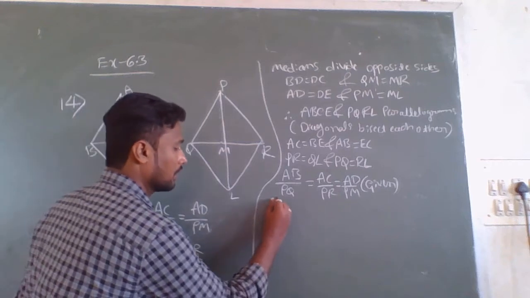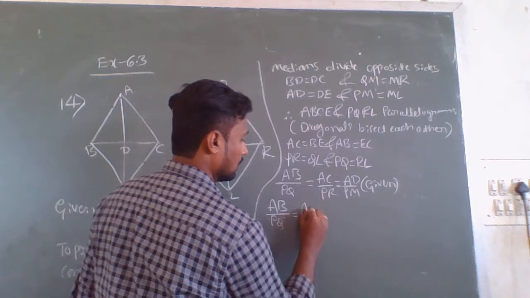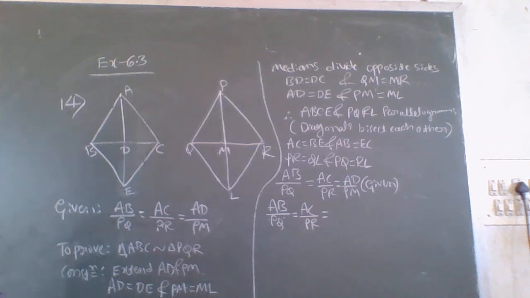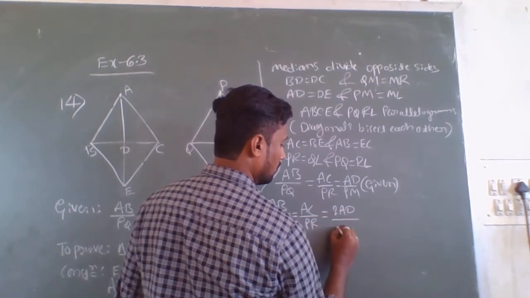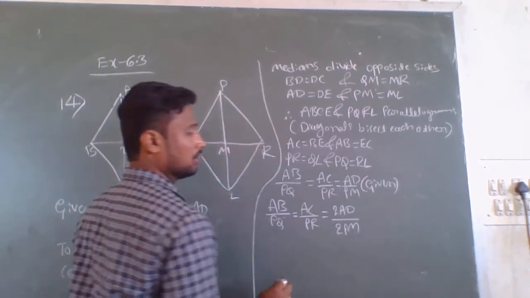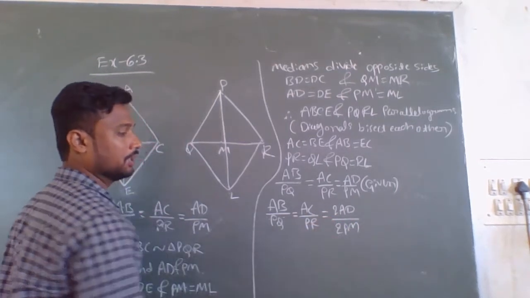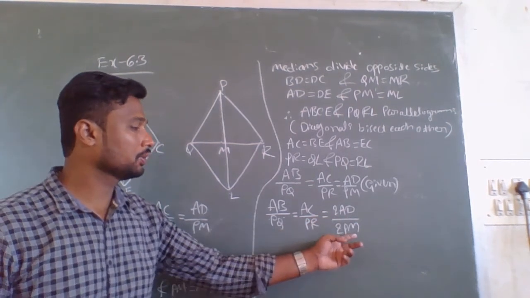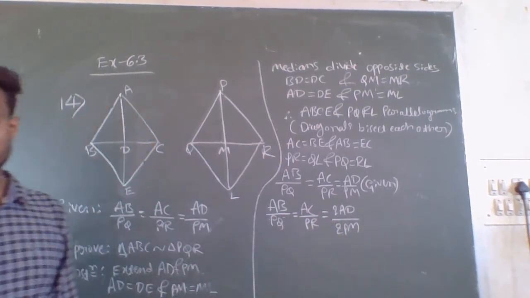See here, AB by PQ, AC by PR. Now I will multiply 2 to both sides here, 2 AD by 2 PM. If you divide this 2 and this 2, you will get again AD by PM only. So there is no change. If I write 2 AD by 2 PM, there is no change. If you divide this 2 and this 2, you will get AD by PM only.